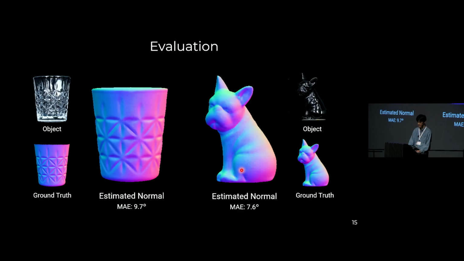Next, let's look at the results. Here are the estimated normal maps for a transparent object and a black object. Both are challenging for visible light methods. In the visible light images, the shape is barely visible because of the complex refraction or the lack of reflection. However, in the thermal infrared, they are easy targets. Our method successfully reconstructs finely detailed normal maps.